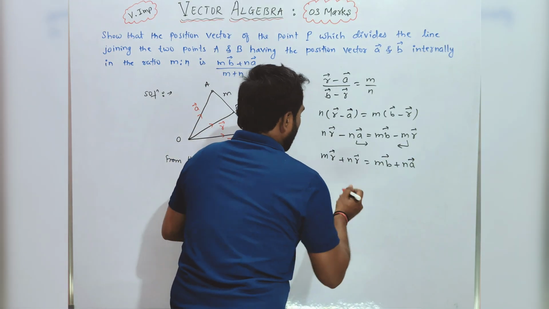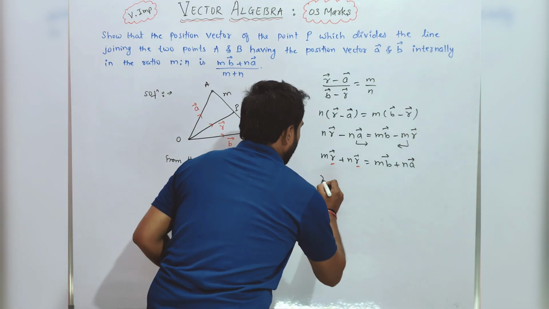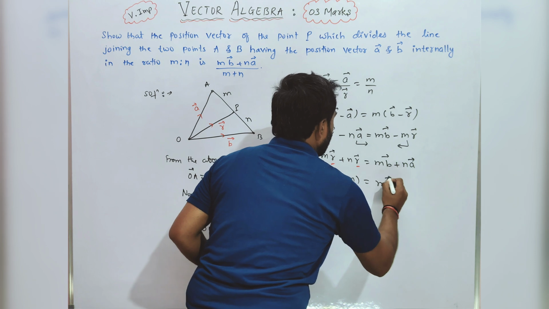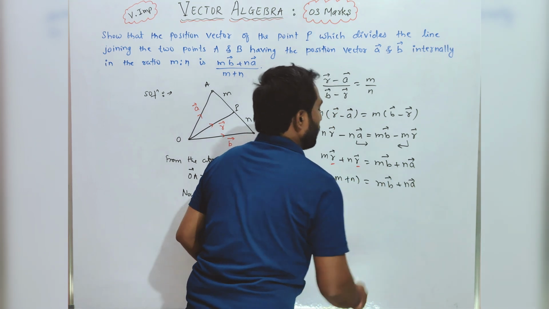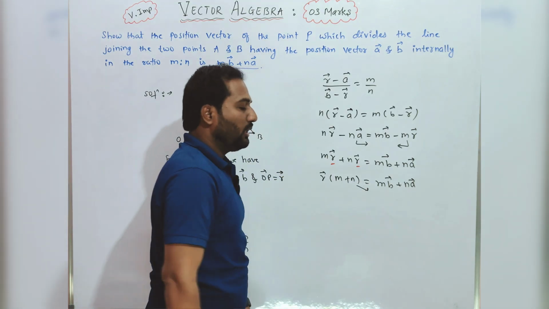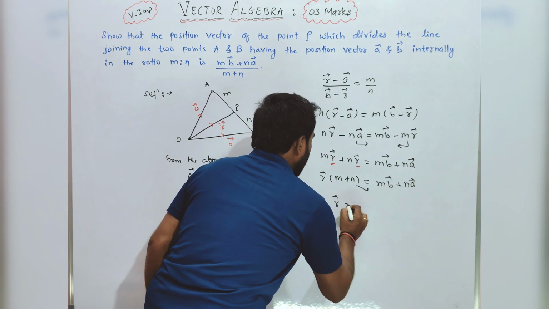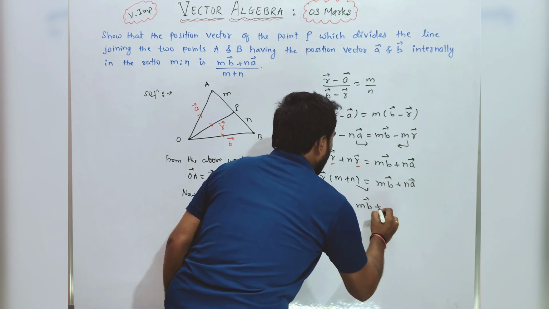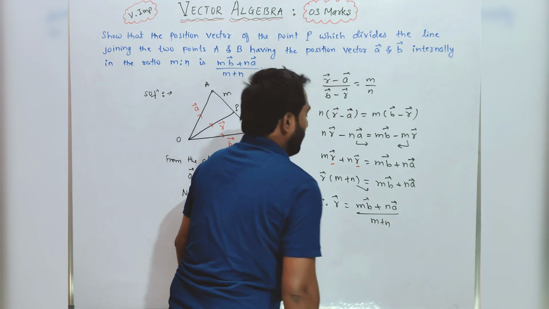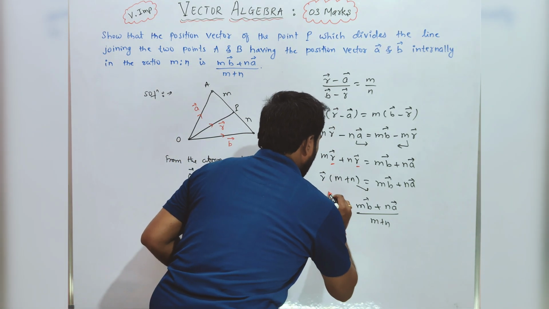Now taking this vector R as common in the LHS, what does it become? If I take vector R as common, the remaining terms are m plus n. R is common, m plus n. So if this goes to the denominator of the RHS, therefore vector R is equal to (mB plus nA) divided by (m plus n). So this is what he has asked to find.